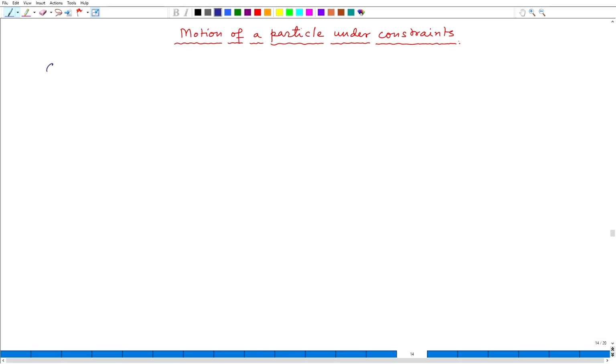So, constraints are the limitations or conditions imposed on the kinematics of the particle.